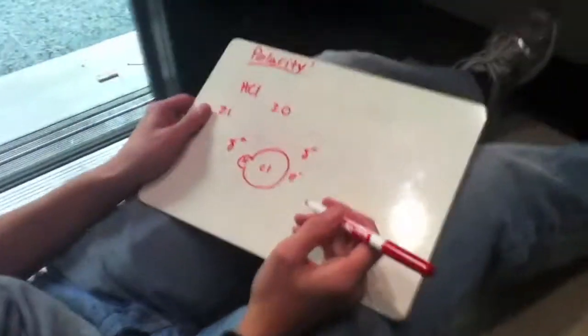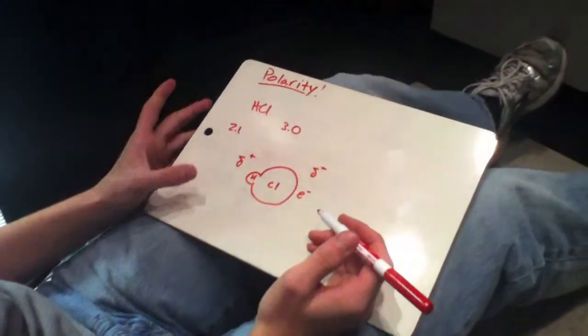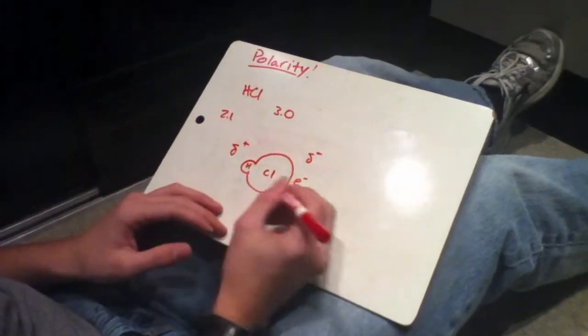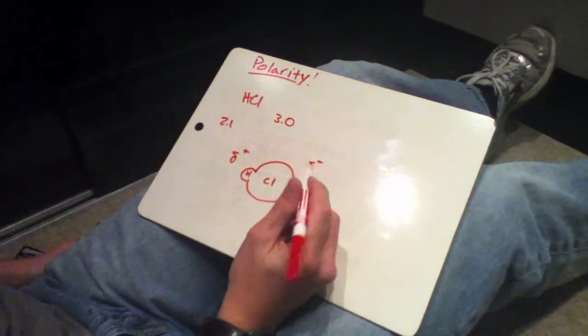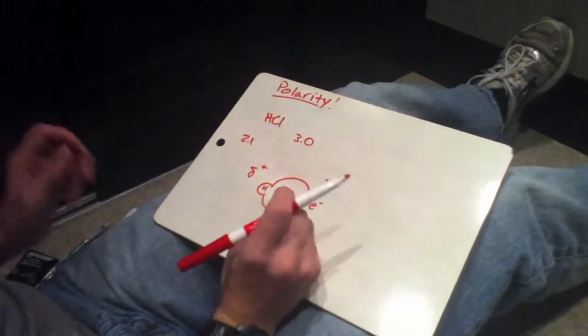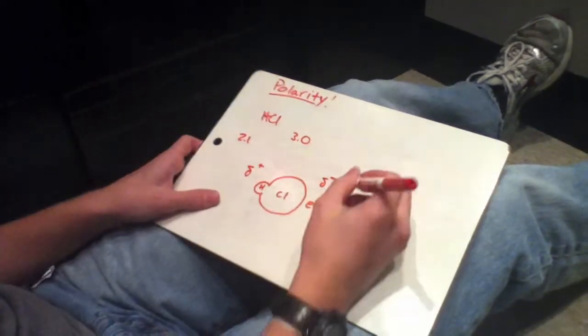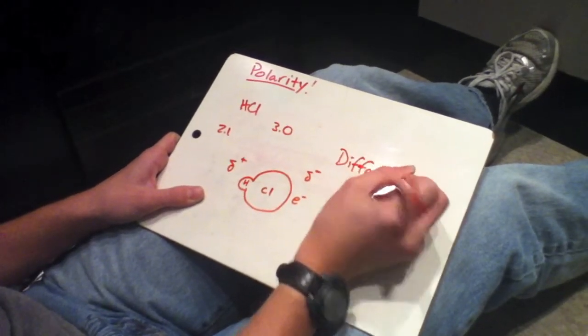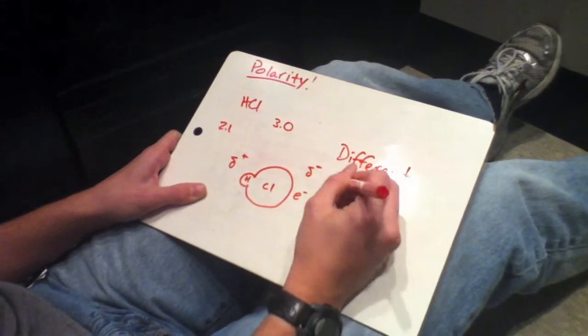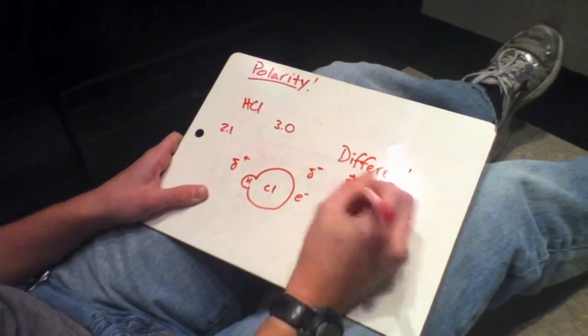And so, this is your polar covalent bond. It's pulling more of the electrons over here from this one, because this one has a higher electronegativity. So, this only happens with different atoms, or elements.